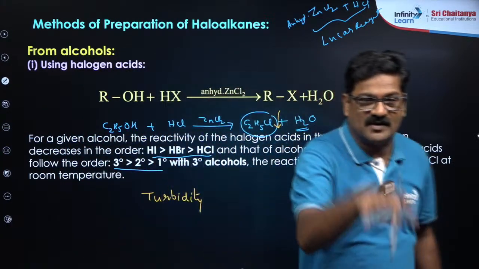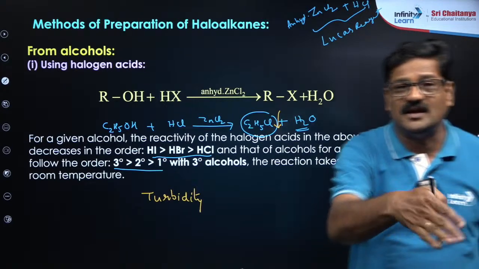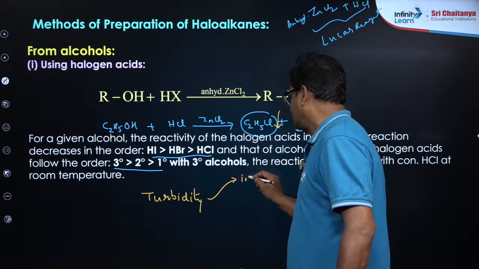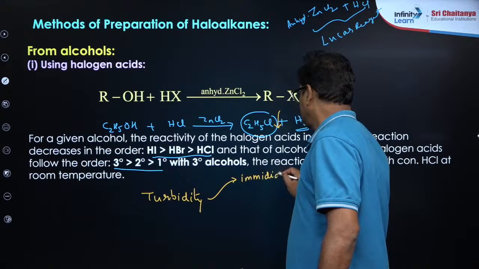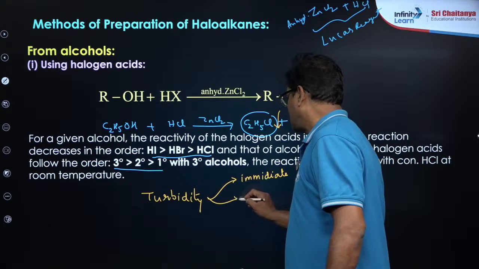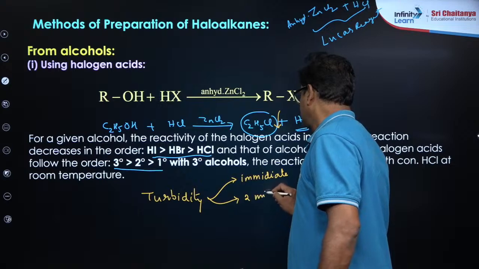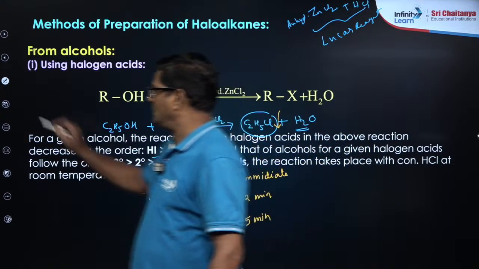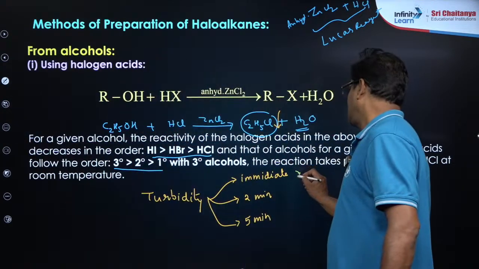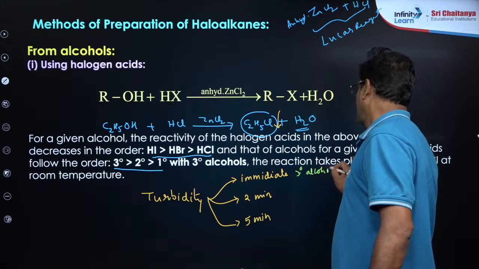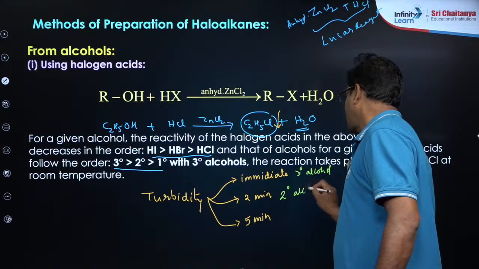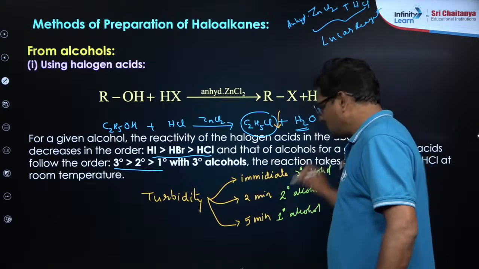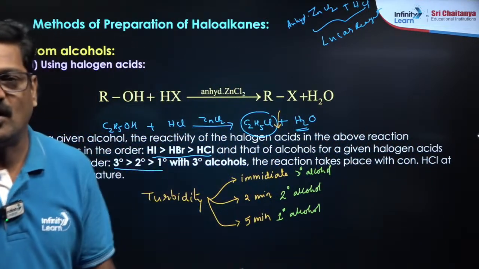Turbidity forms because the product is not soluble in water, so it forms an unclear solution. If turbidity is observed immediately during the reaction, if it forms within 2 minutes, or if it forms after 5 minutes, you can give the inference: it is a tertiary alcohol, it is a secondary alcohol, it is a primary alcohol. So this is how primary, secondary and tertiary alcohols are distinguished.